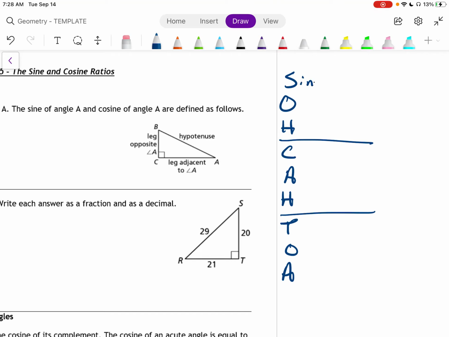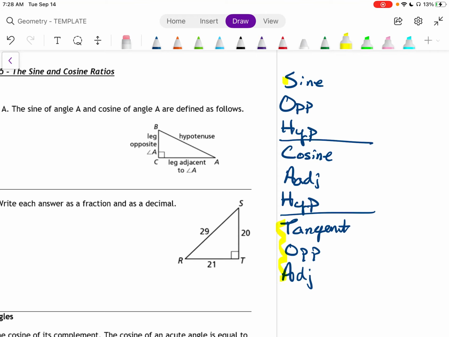We have sine, cosine, tangent. O stands for opposite. H stands for hypotenuse. A stands for adjacent. Let's look at the bottom one. We have tangent. We know that tangent is the ratio of opposite over adjacent. So if we look at this, generalizing what we know about tangent, we can say, well, sine is going to be opposite over hypotenuse. Cosine is adjacent over hypotenuse.